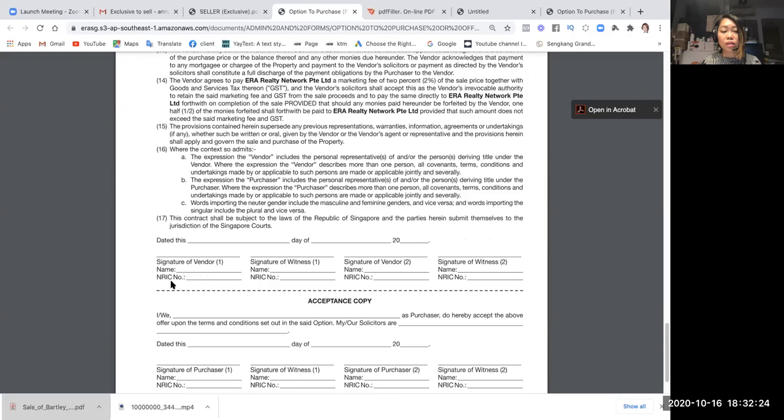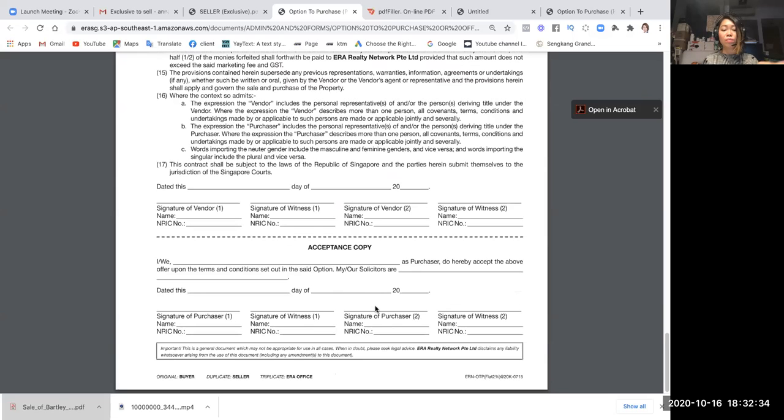So right now, at the bottom here, this is the area where the seller is supposed to sign, and the witness is, of course, myself. And at the very bottom, this is the acceptance part, whereby the buyer will sign when he's ready to exercise at his lawyer's office, depending on which bank he takes.